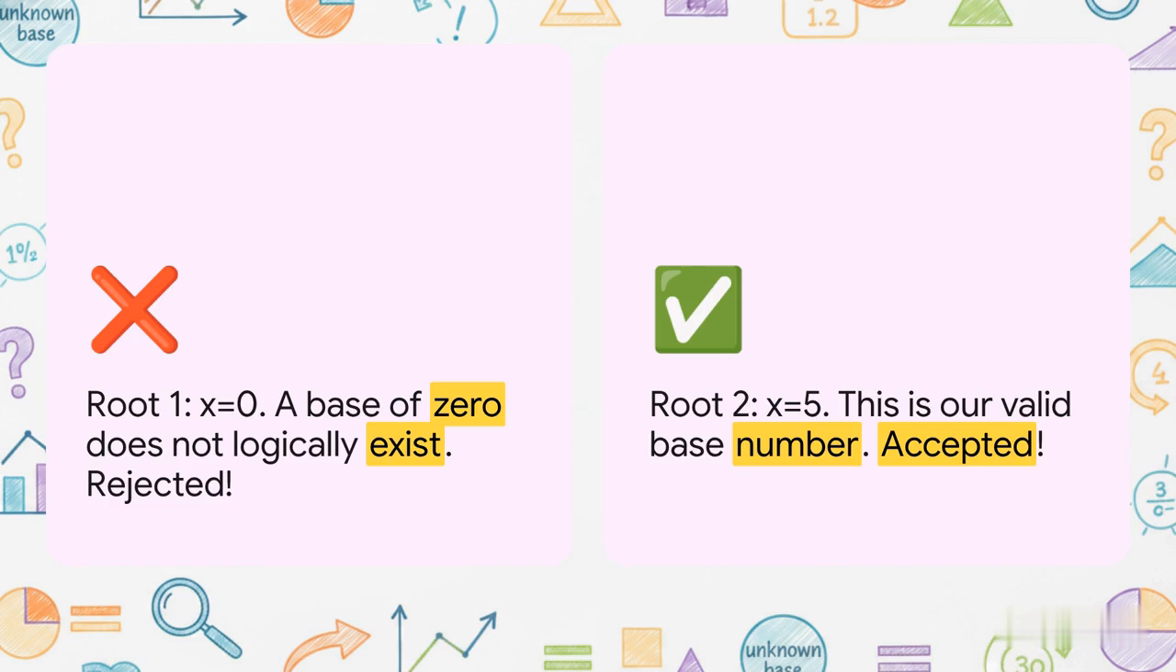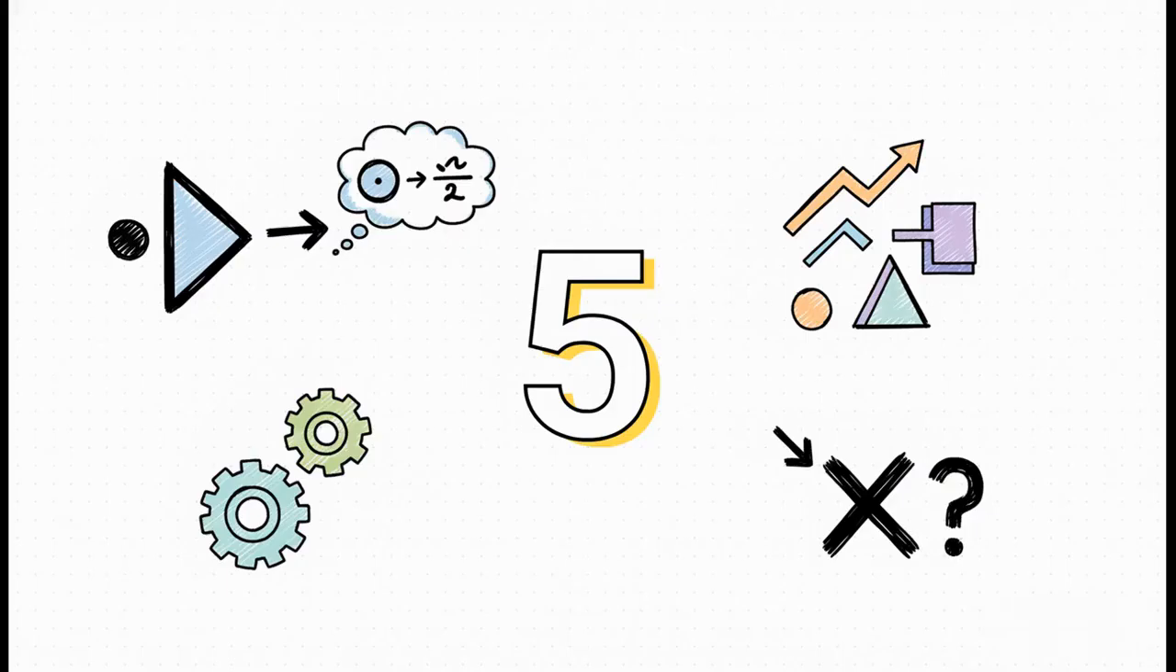But wait, remember the logic of the problem we're actually solving. We're looking for the base of a number system. You logically cannot have a base of 0. It just doesn't exist in this context. Therefore, 0 gets immediately rejected. And this brilliantly illustrates our final answer. The mystery base x is exactly 5.